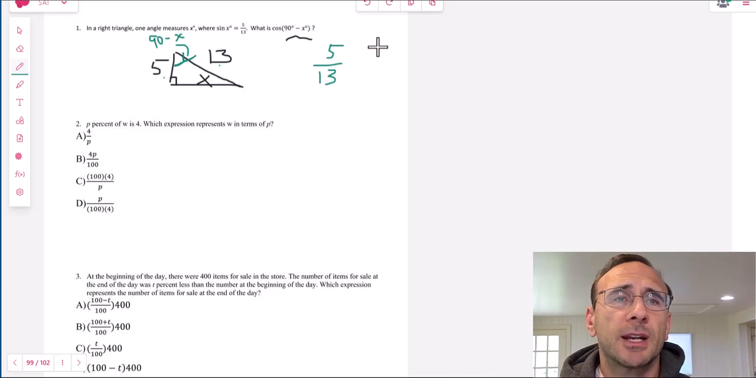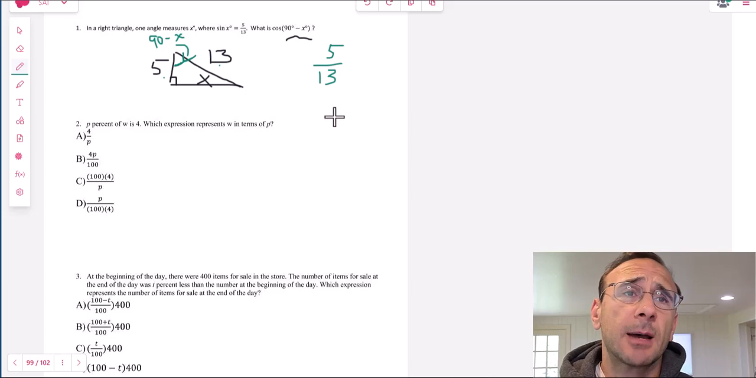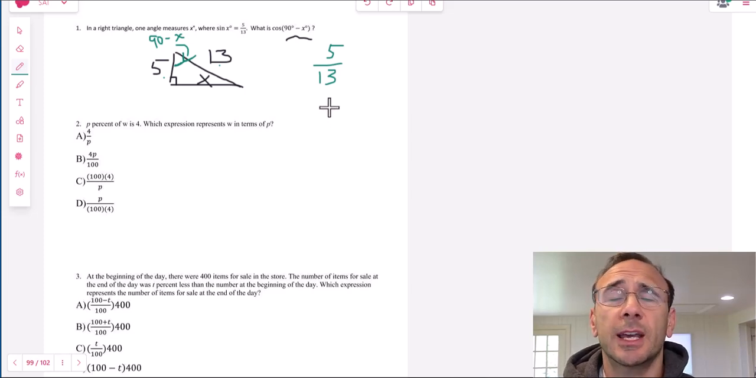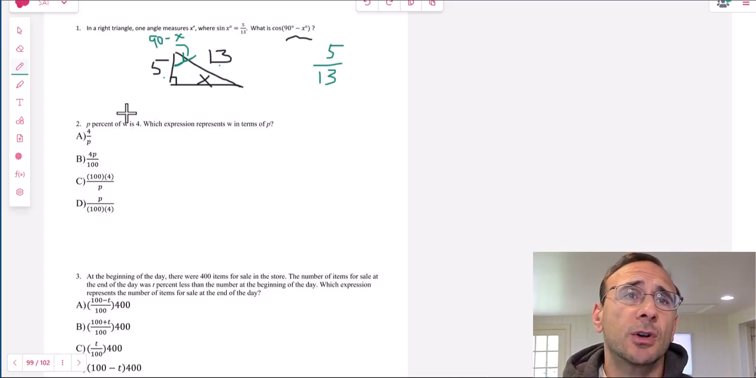Number two, p% of w is 4. Which expression represents w in terms of p? I'd probably plug in numbers to make it fastest. Anytime percents are involved, you want to try to get 100 in the mix. So we could make w 100. And then to make this statement true, p would be 4. You read it through, 4% of 100 is 4, that's true.